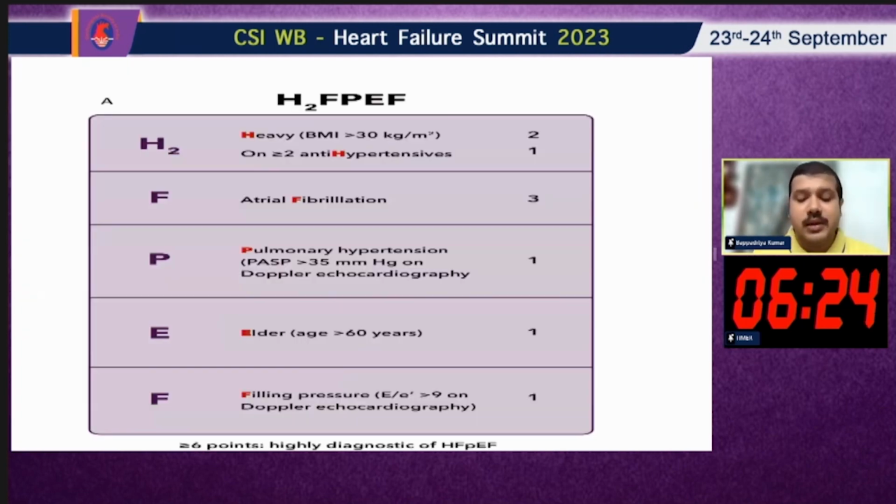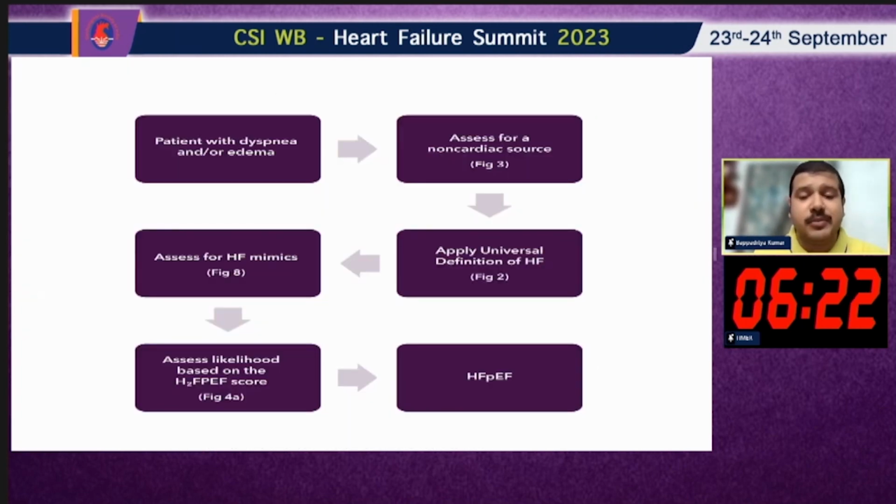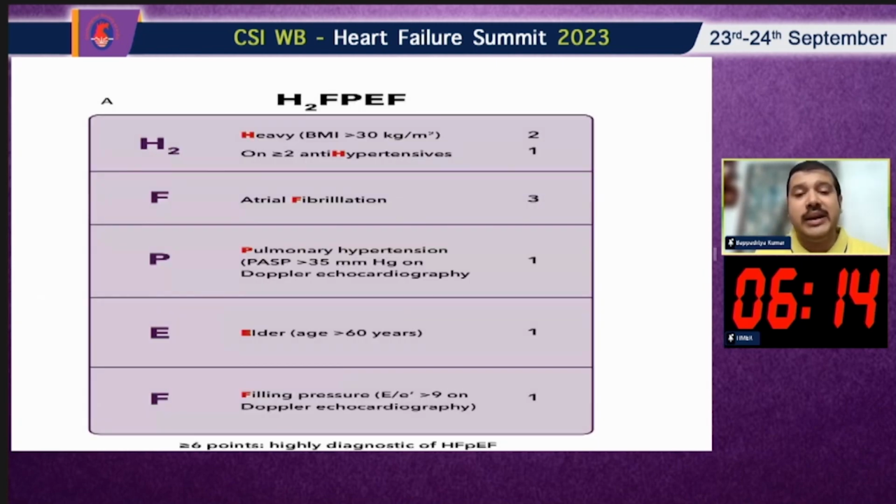Next, when you are suspecting a patient with heart failure with preserved ejection fraction, you assess the likelihood of the patient based on the H2FPEF score. What we need to look at are the following things. Whether the BMI is more than 30. The BMI is not given in this patient, so I would ask the organizers for the BMI of the patient.